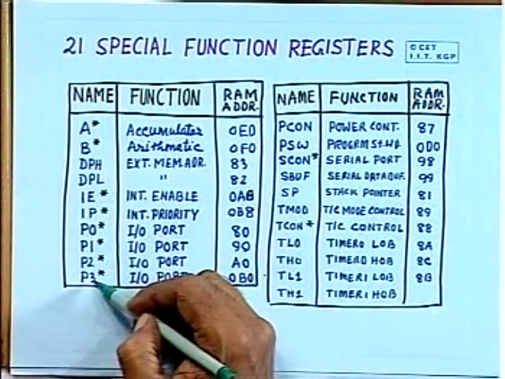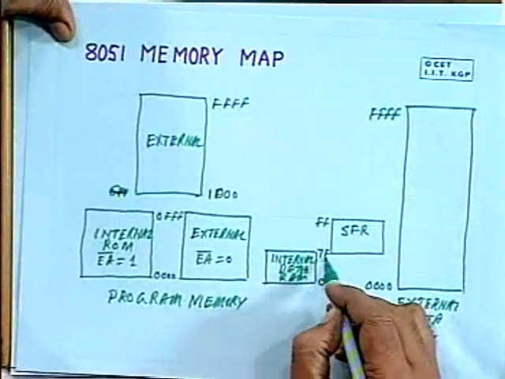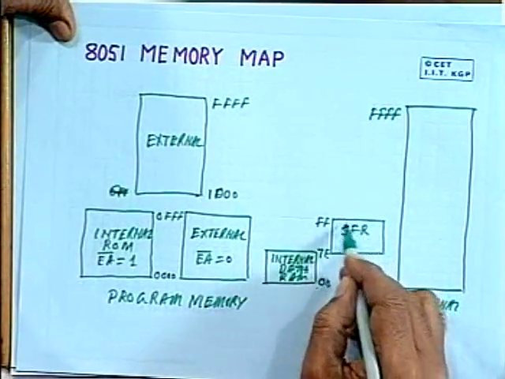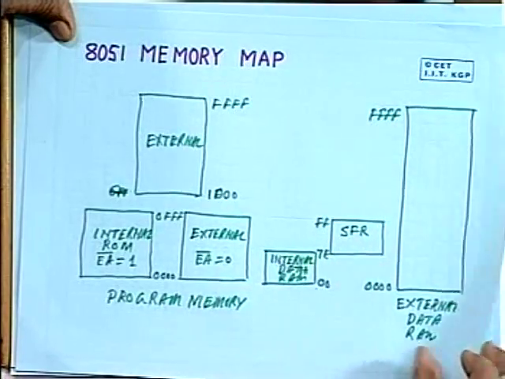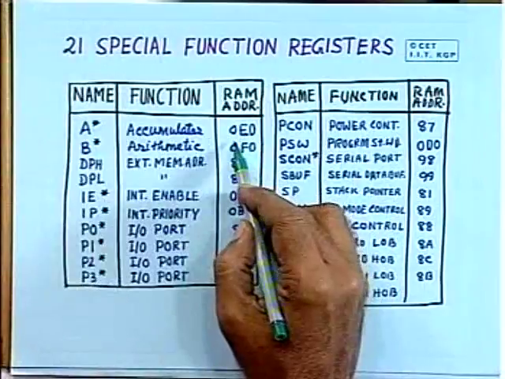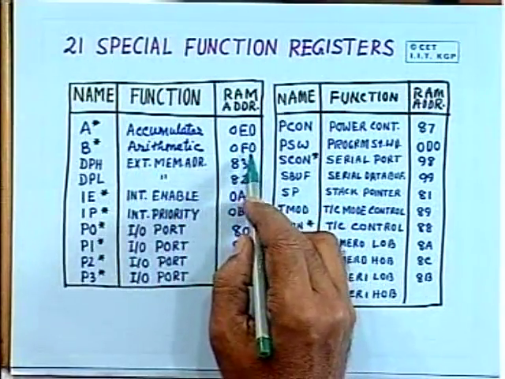These are the port data buffers, and the addresses where these registers are mapped, as we have seen, are in the higher order bytes, that means 80 to FF, that is this 128 byte area, where these special function registers are mapped, as shown here. Accumulator maps on E0 memory location, B maps on F0, and so on.